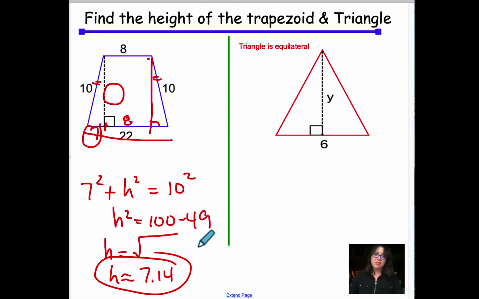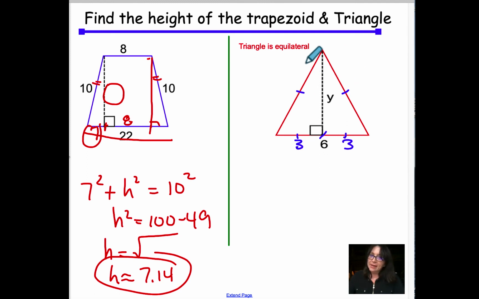And so they're asking me just for the height of the trapezoid, and they're asking me for the height of the triangle, which is y. This triangle is equilateral. That means that all 3 sides are congruent. It also means that this height cut my base down here into 2 equal parts. So if this is 6, these are 3s.